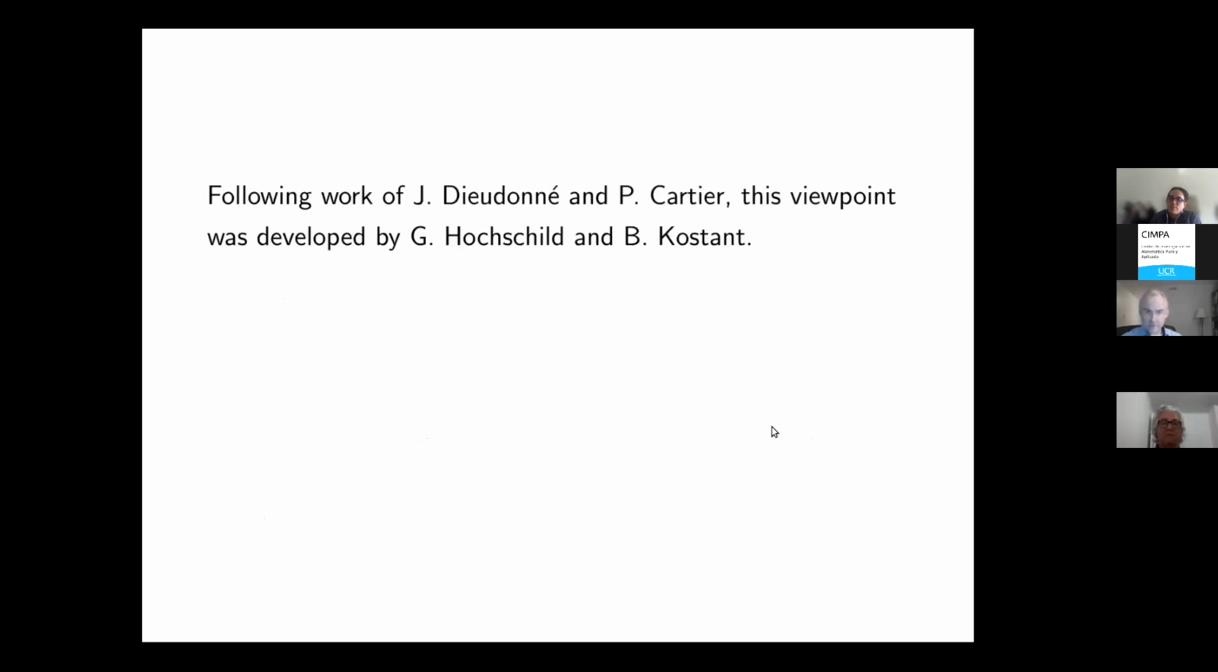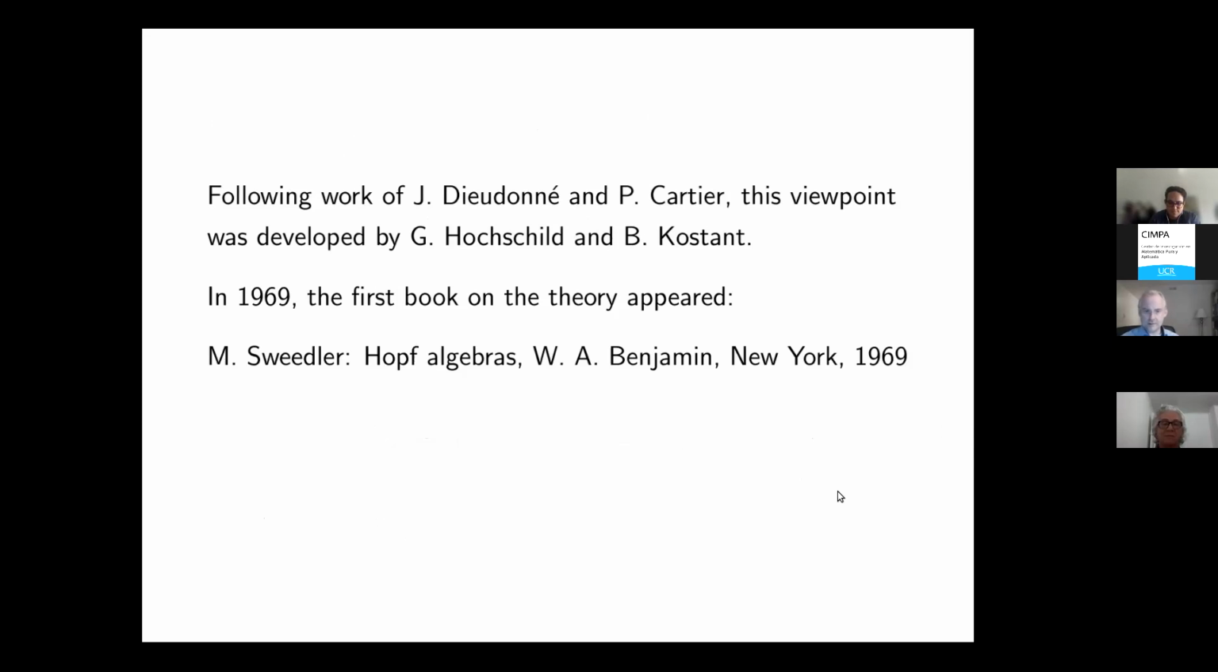And following work of Dieudonné and Cartier, this viewpoint was then developed by Hochschild and Kostant. And out of this came, after some work, in 1969 the first book on the entire subject, which was by Moss Sweedler.